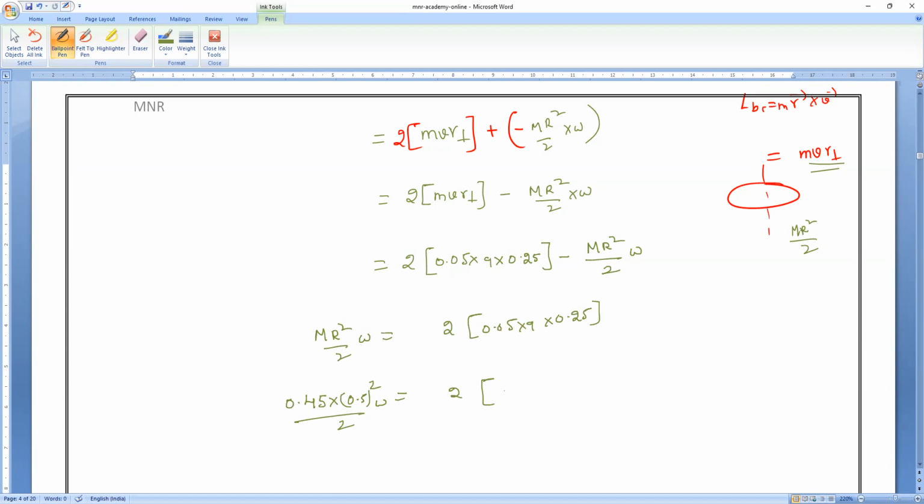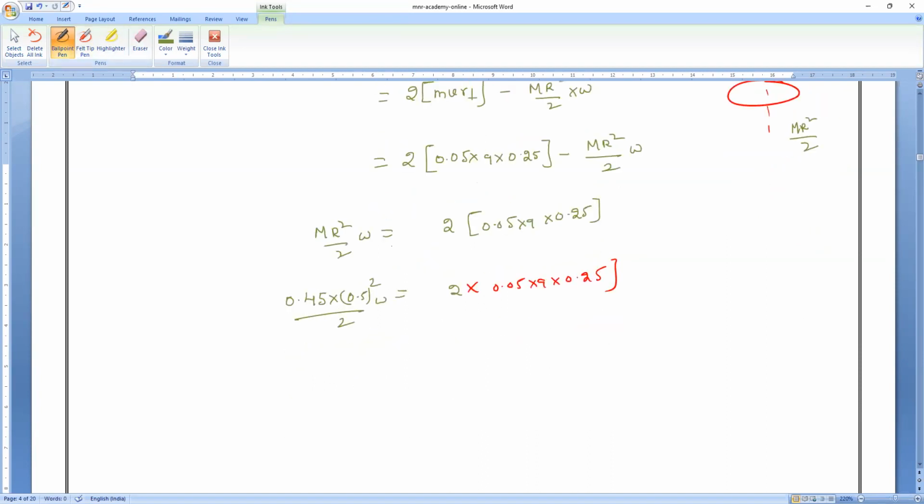So what will happen, everyone? 2 into 2 times, correct. So 2 times it is making. So what will happen, everyone? So 2 into 0.05 into 9 into 0.25. So make sure everything is finished. All of you do it fast. So I will do it. So you can do the calculations.